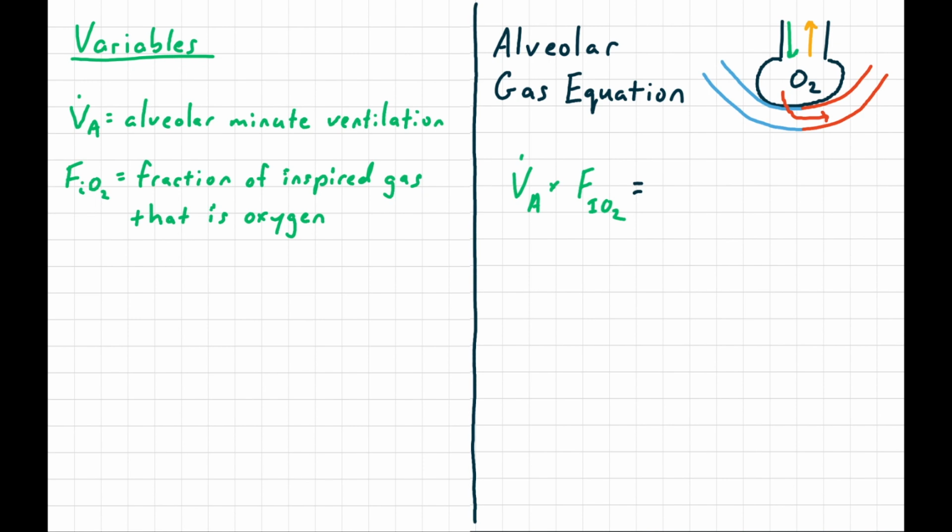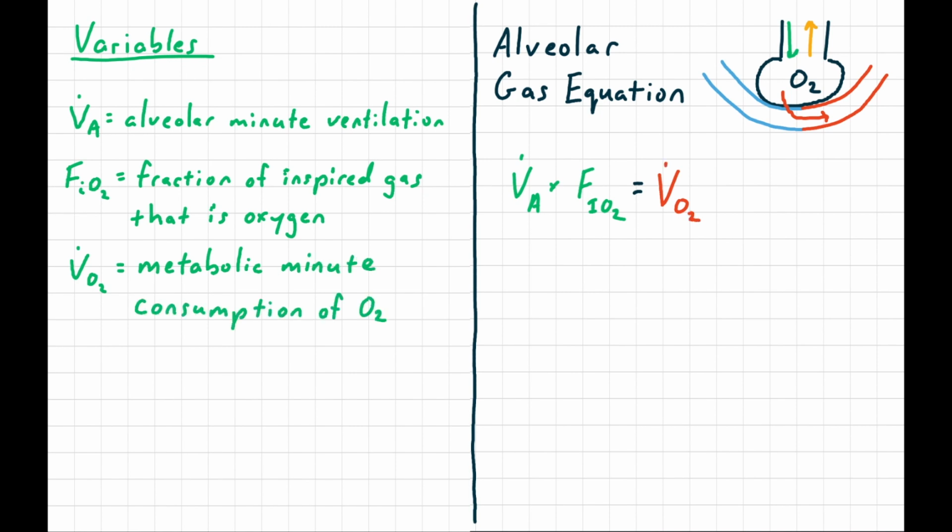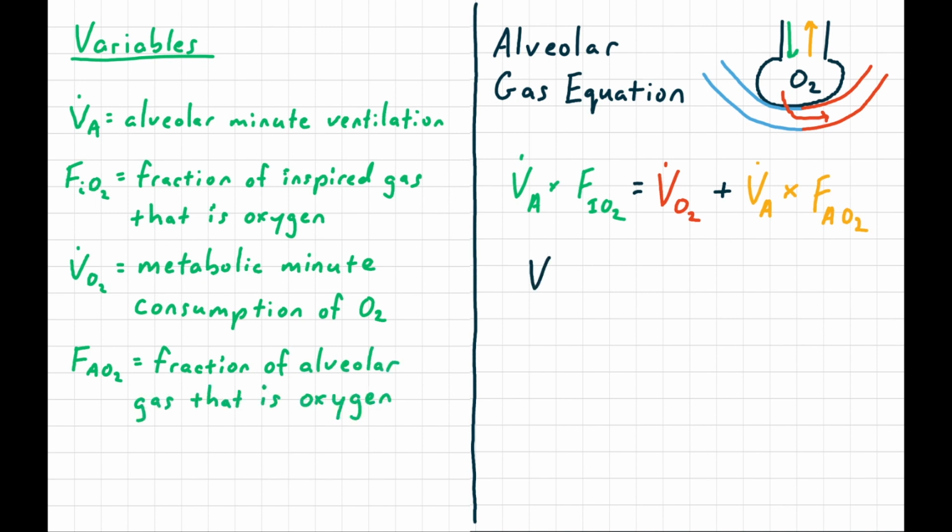The amount of oxygen diffusing from the alveolus into the blood is the metabolic minute consumption of oxygen by end organs. This is because under our steady-state assumptions, oxygen isn't allowed to build up in the blood, so the amount that enters the blood from the alveolus is exactly the amount that is consumed by end organs. And the amount of oxygen that leaves the alveolus by expiration is equal to alveolar ventilation times the fraction of alveolar gas that is oxygen. So we can rearrange this to get metabolic consumption of oxygen on the left-hand side of the equation and factor alveolar minute ventilation out of the right-hand side of the equation.